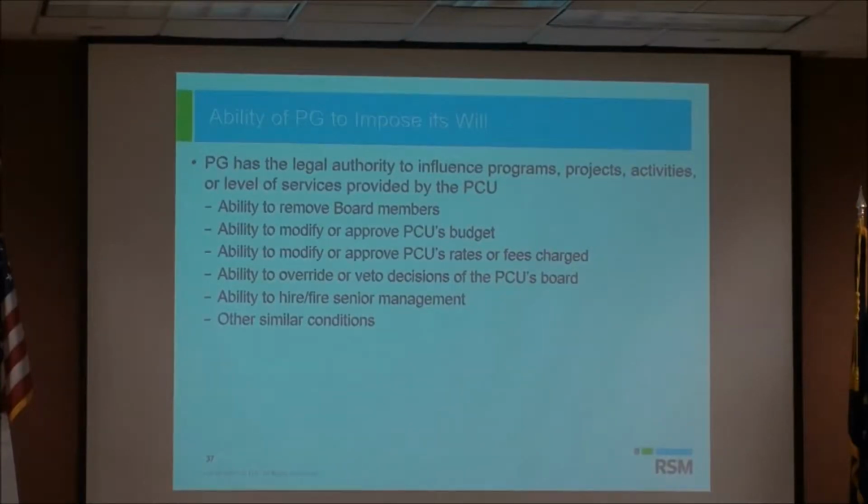And all of these items are listed by the GASB as examples. And they are very clear that these are examples. It's not supposed to be an all-inclusive list. Every government is unique. Imposition of will, it's like you kind of know it when you see it, right? But these are the more common things.